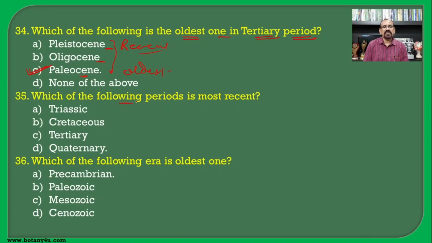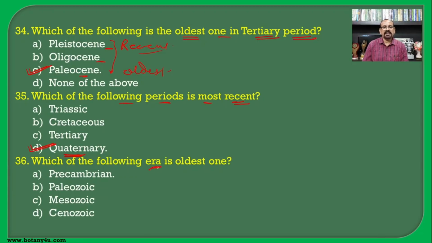Then which of the following period is most recent? If we see the Cenozoic era, which is classified into the tertiary and the quaternary periods, here the quaternary is the most recent one and hence it is the answer for this question.